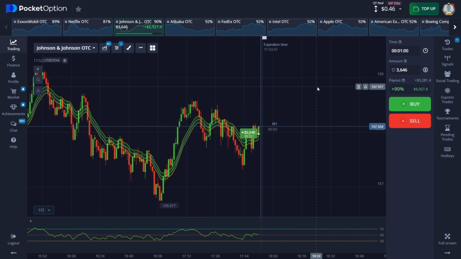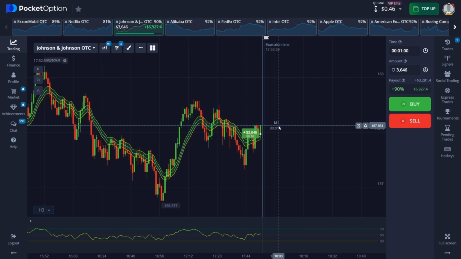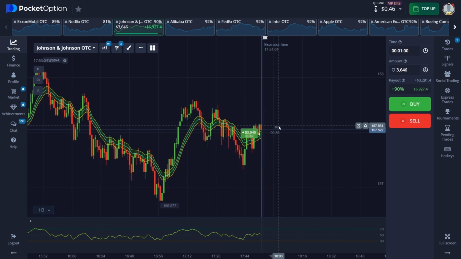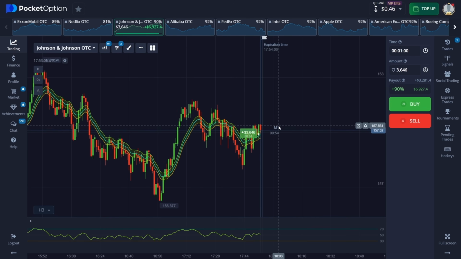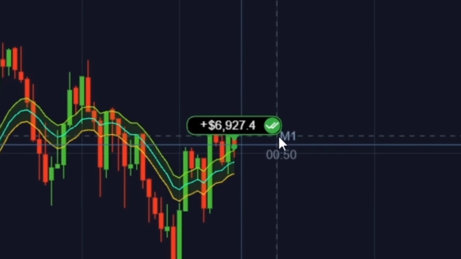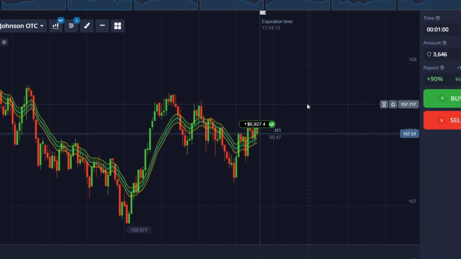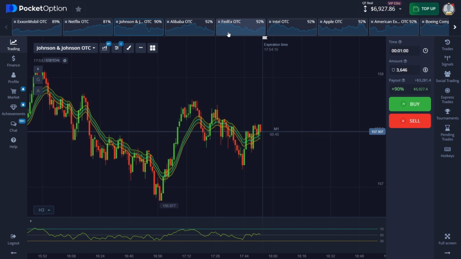Our trade is also going in our favor, but there are only 10 seconds left. With just a few seconds remaining, we won another trade. My balance is now $6,927. We've almost gained $7,000 from just $50.